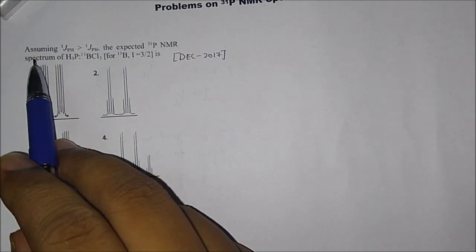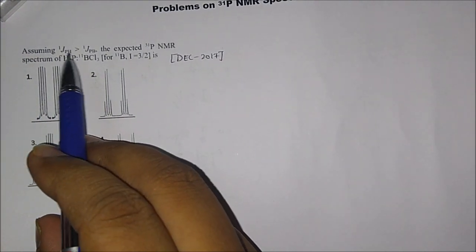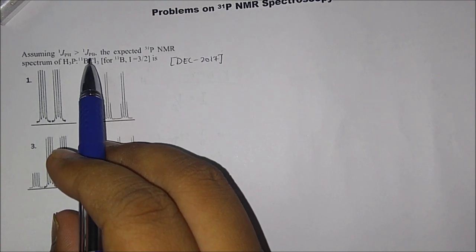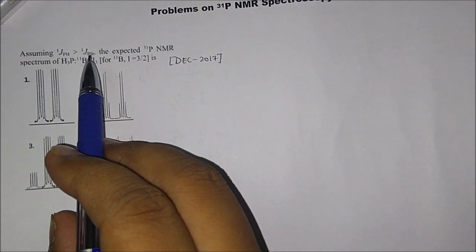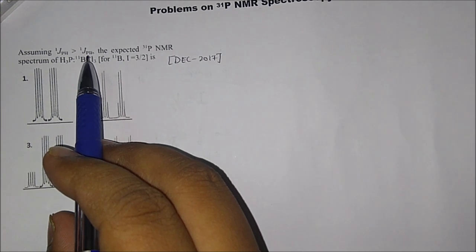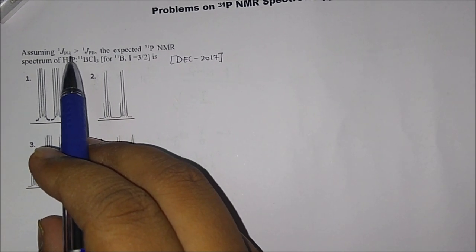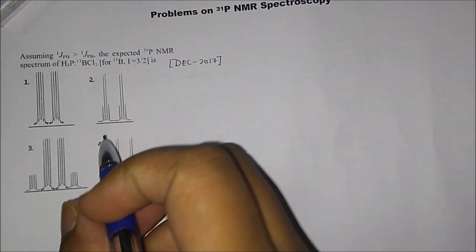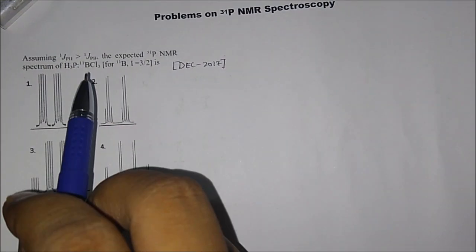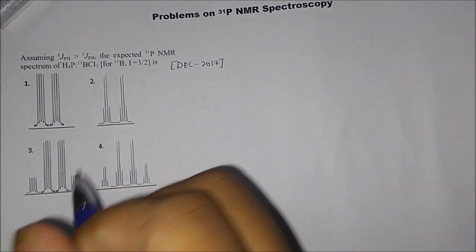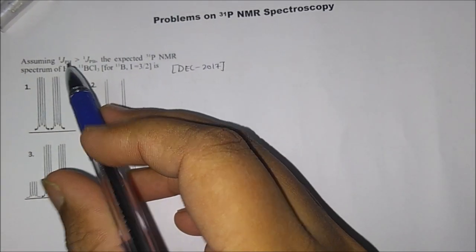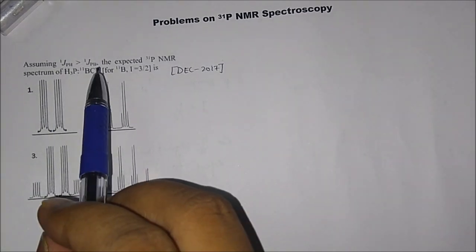Okay, so the question says that assuming the coupling of PH is greater than the coupling of PB. Oh sorry, it's PB written. So it's given that the coupling of PH is greater than the coupling of PB. The printer font was so small that it didn't pick it up properly, but it's PB over here and PH over here.